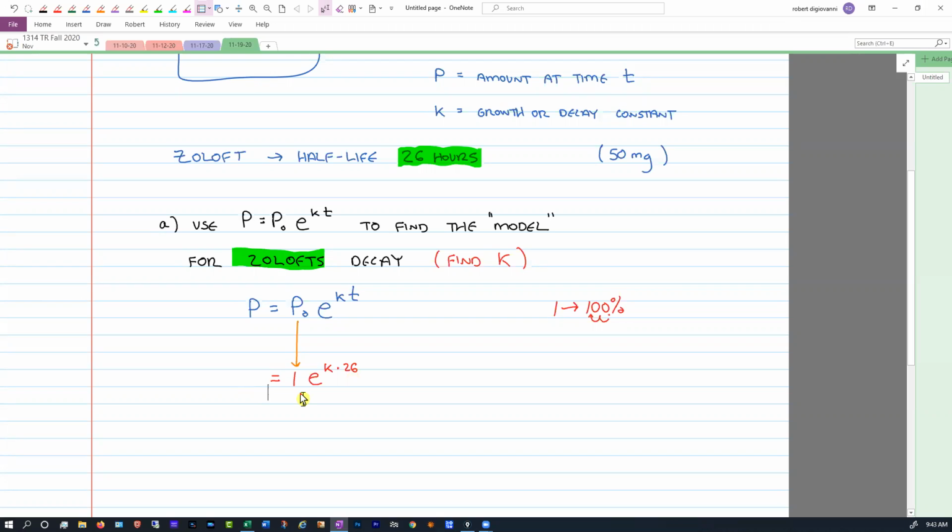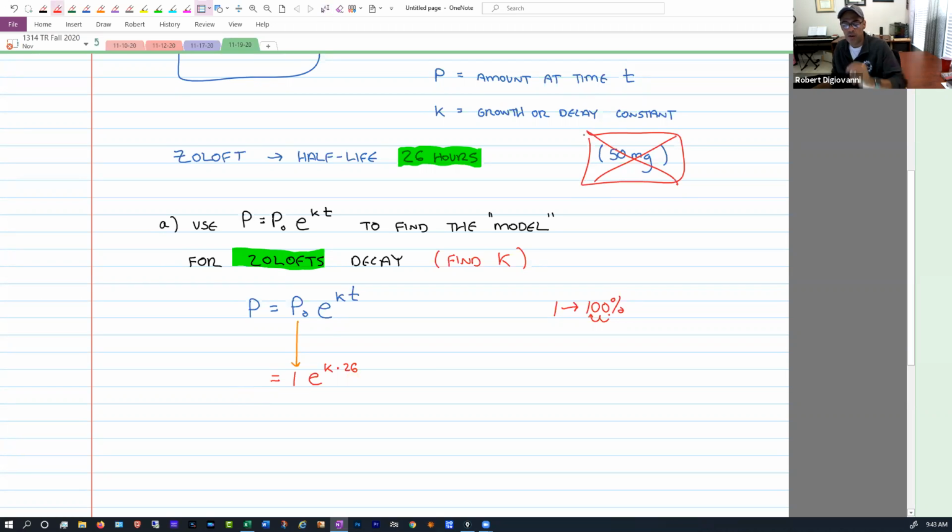25? Okay, so you're still thinking of the 50 milligrams. Forget the 50 milligrams for now. Look at it as a percentage. We started with 100%, right? So it would just be 50? 50%, right? 50% is what should be left, half of it. So I'm just going to put here 0.5. That 0.5 comes from the idea that we should now have 50% left after 26 hours.